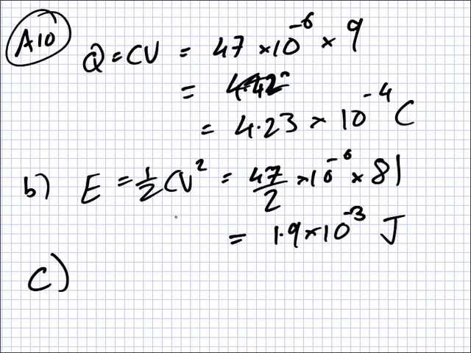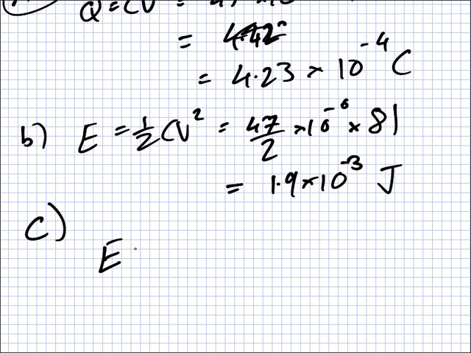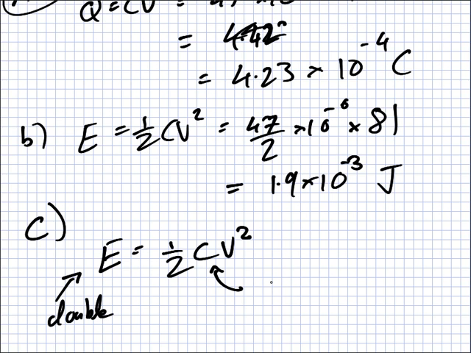What capacitor would you need to store double this amount of energy? Okay, so look, you have E equals a half CV squared, and they want this guy to be double. So what would you have to change about the C? How would the C have to be different if you want the E to be double?